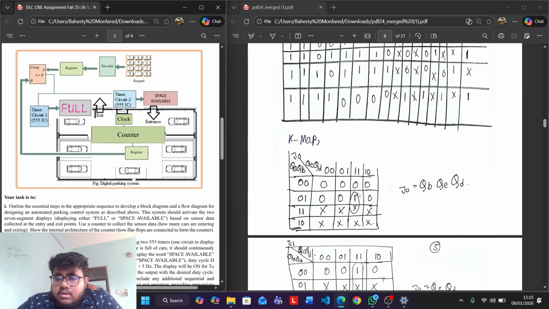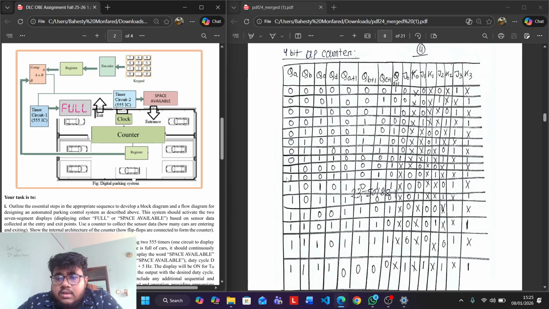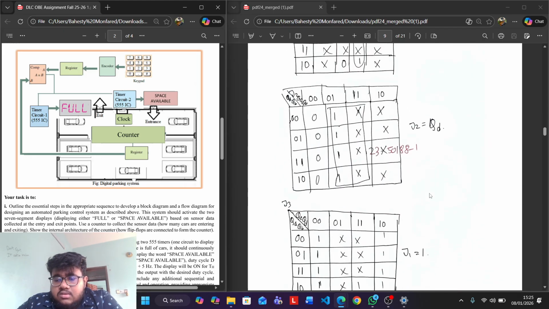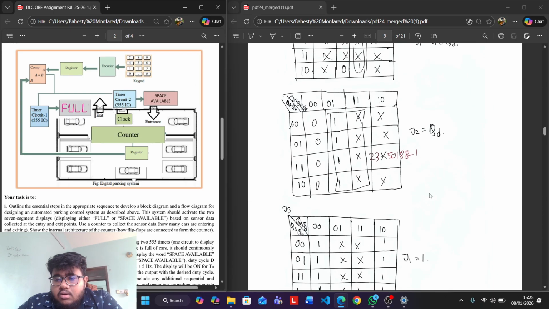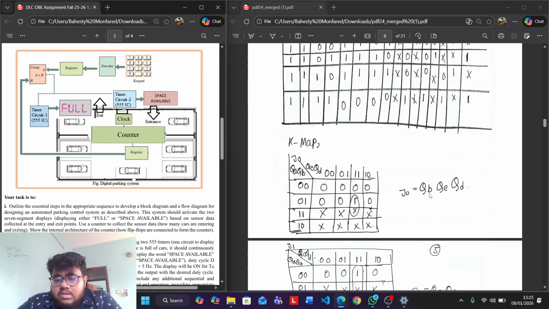where we consider the positions with 1. For J1, we consider the values we have taken, and where there is a 1, we take it into the K-map. After solving the K-map, we get all the values from the truth table.